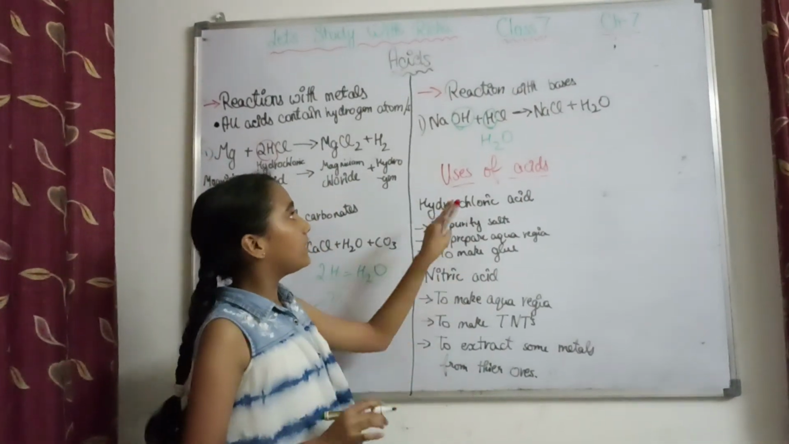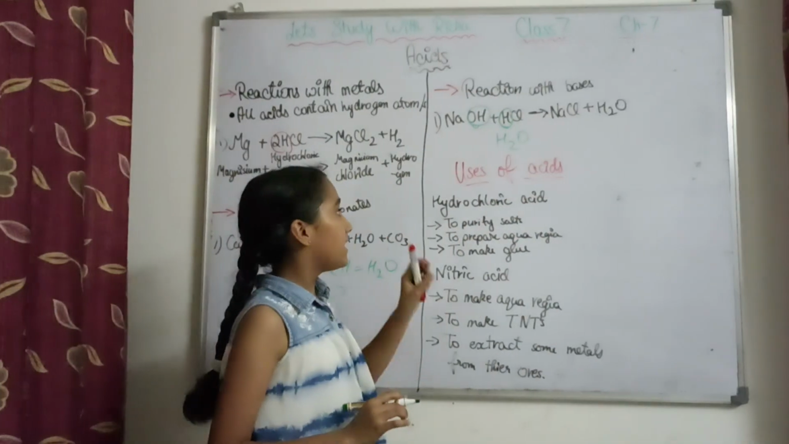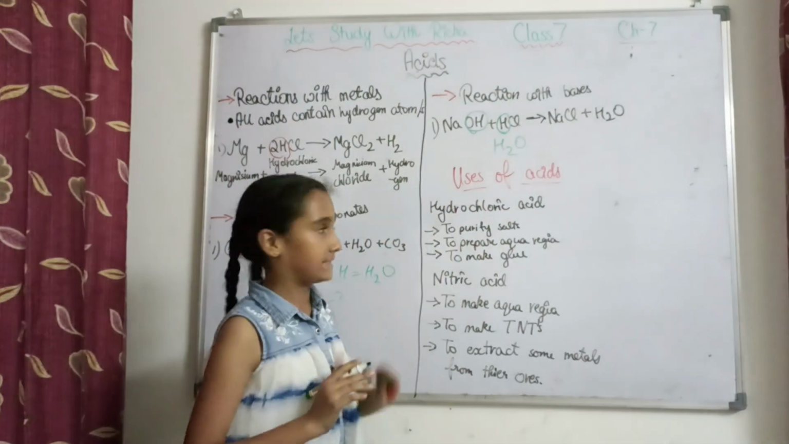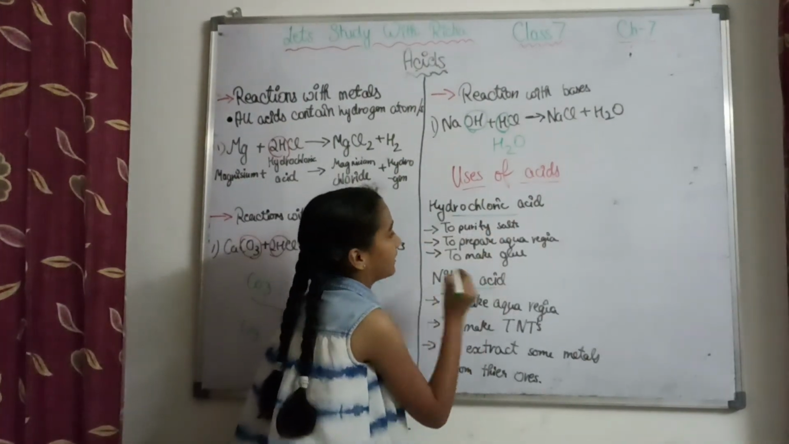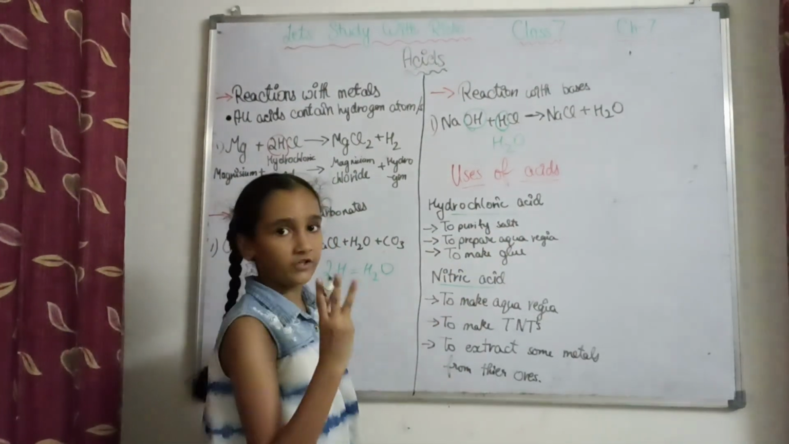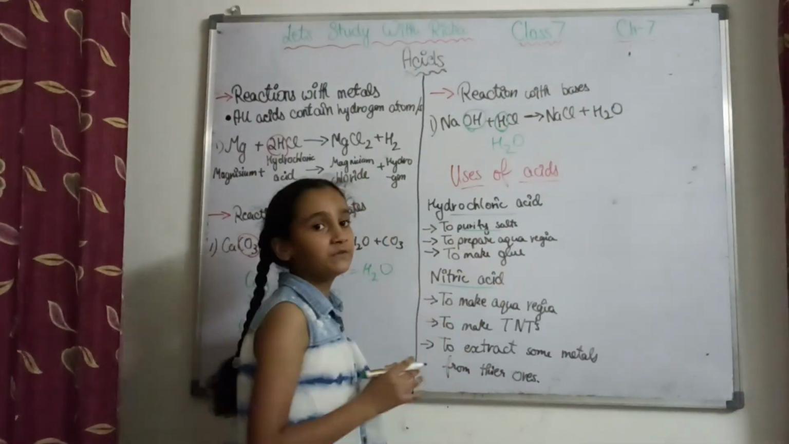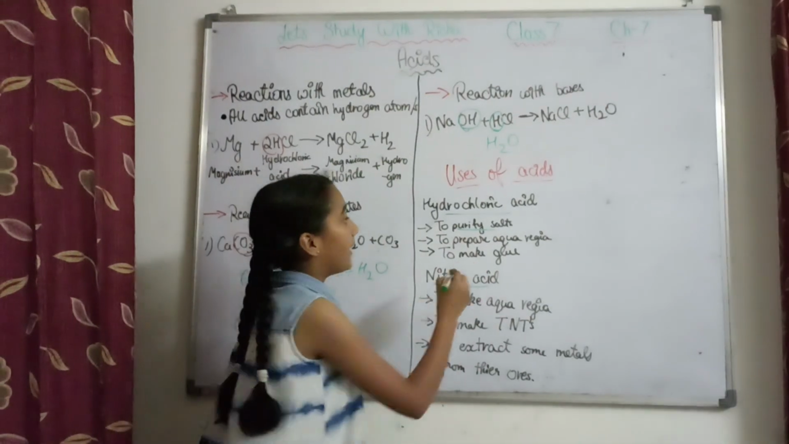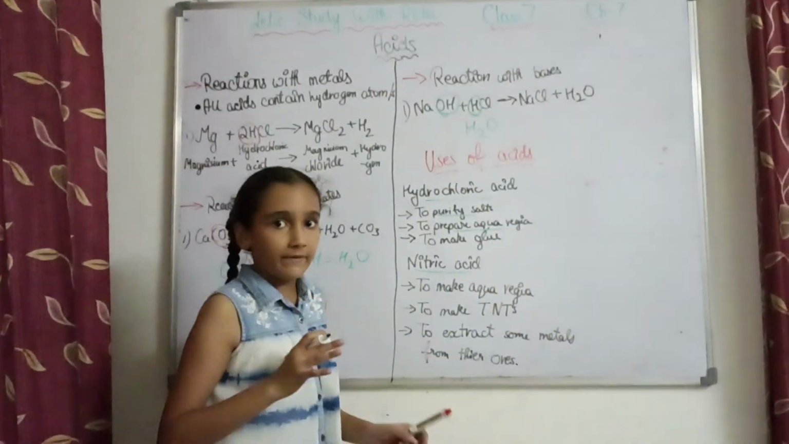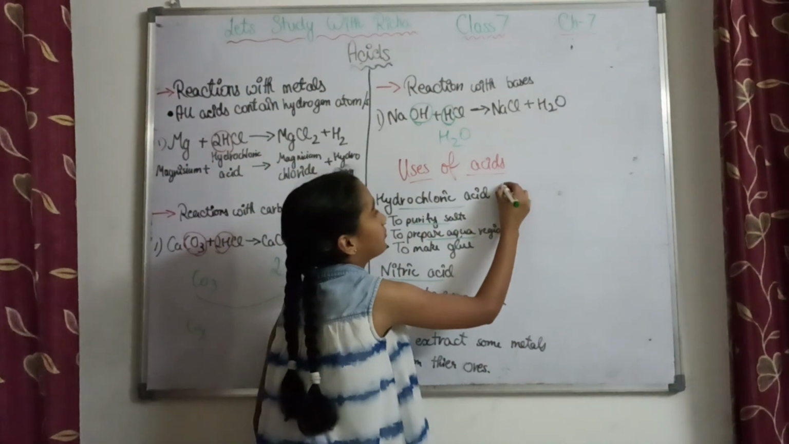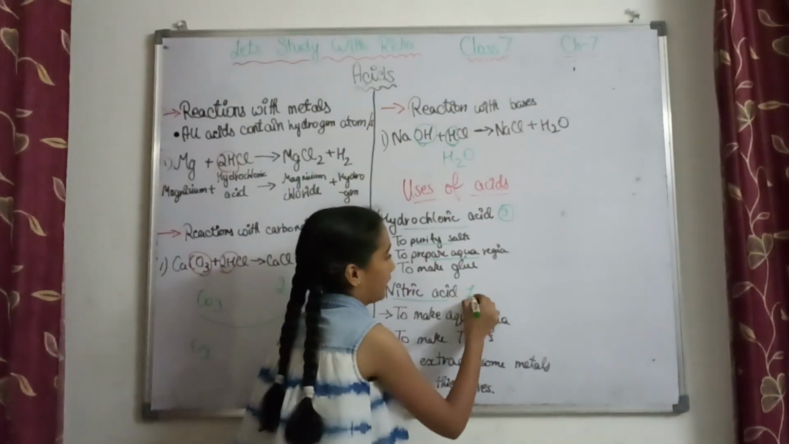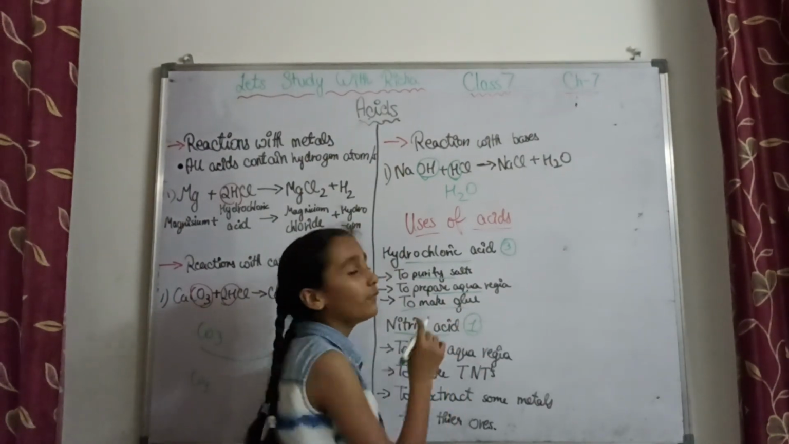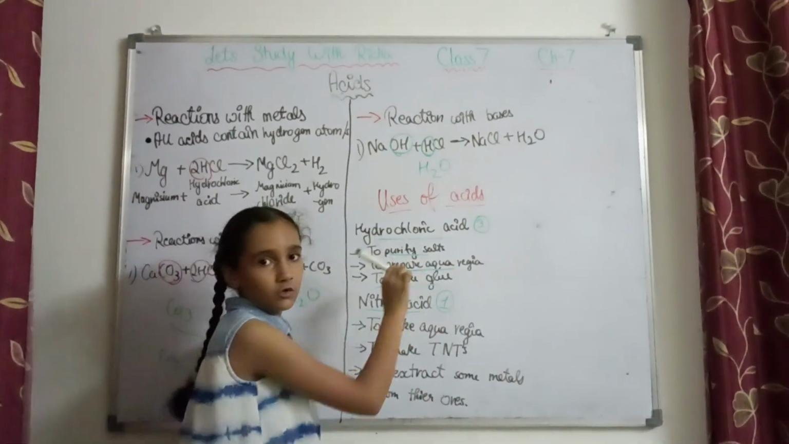Okay. Now we'll know about uses of acid. There are 2 acids whose uses we are going to learn: hydrochloric acid and nitric acid. For hydrochloric acid, we have 3 here. To purify salts, which means the salts we make, to purify them, to make it soluble, and to prepare aqua regia. Now for preparing aqua regia, we need 3 molecules of hydrochloric acid and 1 molecule of nitric acid. Okay? Then comes to make glue. The glue we use in our projects is made from hydrochloric acid.